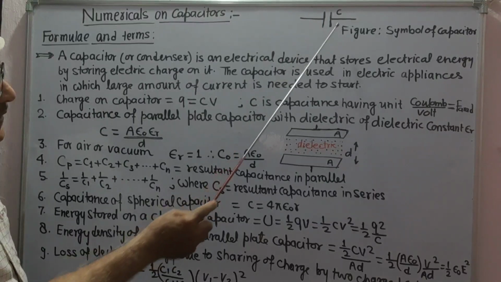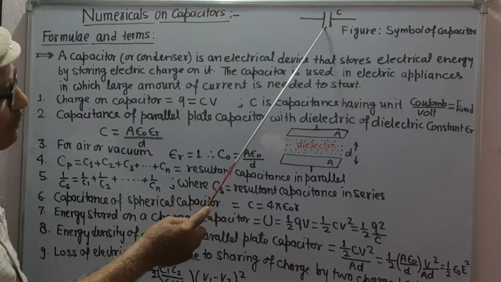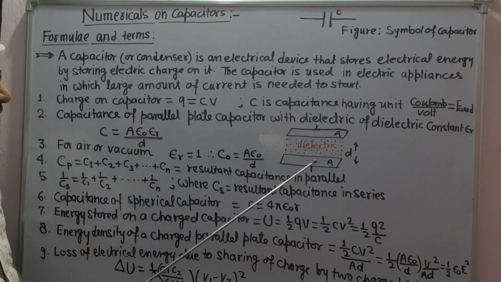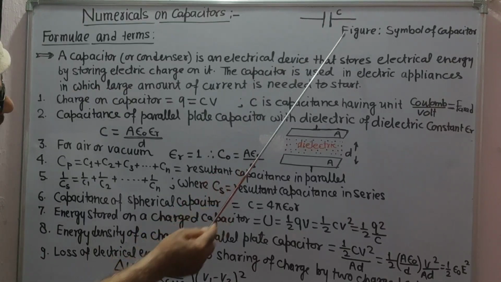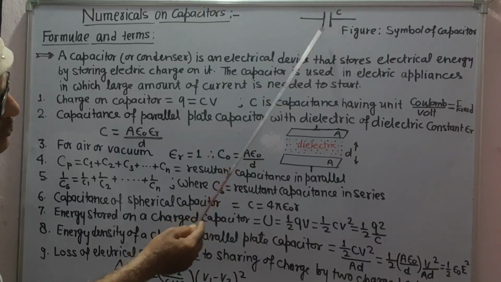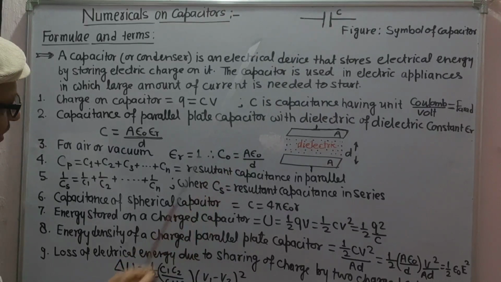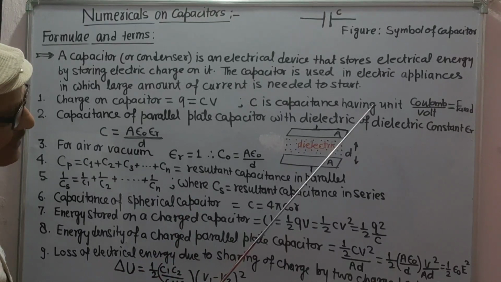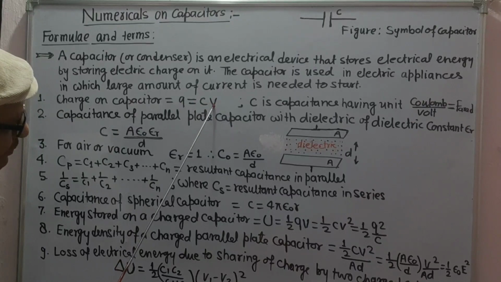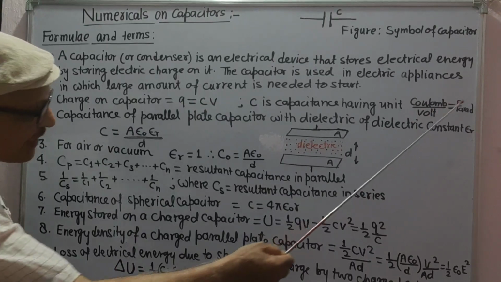This is the symbol of a capacitor. These are two plates of the capacitor. C is the symbol of capacitor. When a potential difference V is applied between two plates of the capacitor, then the charge stored on the capacitor is given by Q is equal to C into V. Where C is called the capacitance of the capacitor, its unit is Coulomb per volt, that is called farad.